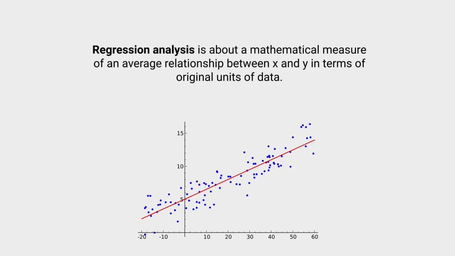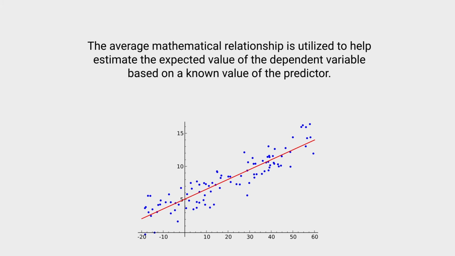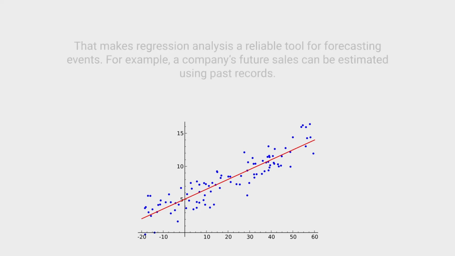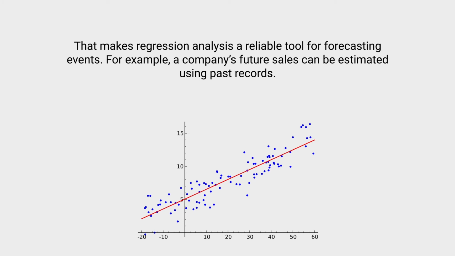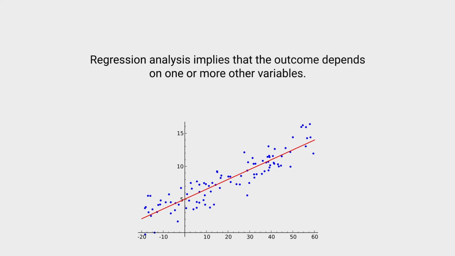So regression analysis is about a mathematical measure of an average relationship between x and y in terms of the original units of data. The average mathematical relationship is utilized to help estimate the expected value of the dependent variable based on an unknown value of the predictor. That makes regression analysis a reliable tool for forecasting events. For example, a company's future sales can be estimated using past records. So this is a way by which we are going to do that, and regression analysis implies that the outcome depends on one or more other variables. So these are the constraints.